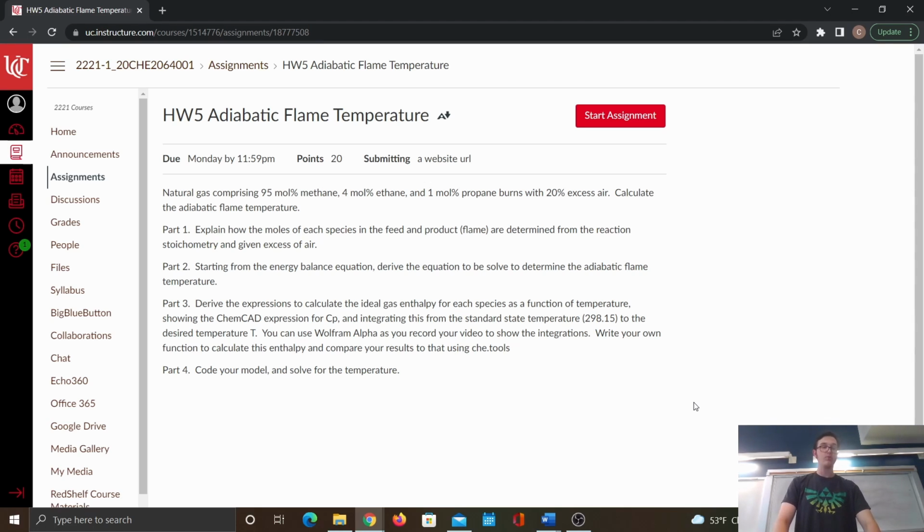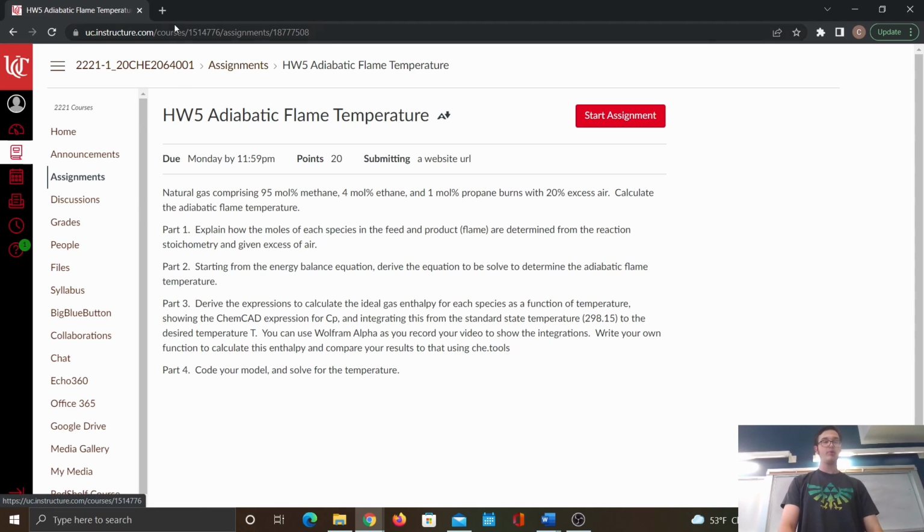This is for part 1, which asks us to explain how the moles of each species in the feed and product flame are determined from the reaction stoichiometry and given excess of air in a scenario where natural gas comprising 95 mole percent methane, 4 mole percent ethane, and 1 mole percent propane burns with 20% excess air. So overall, we're going to be calculating the adiabatic flame temperature.